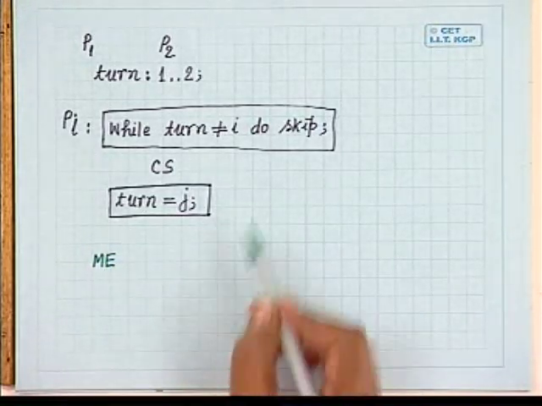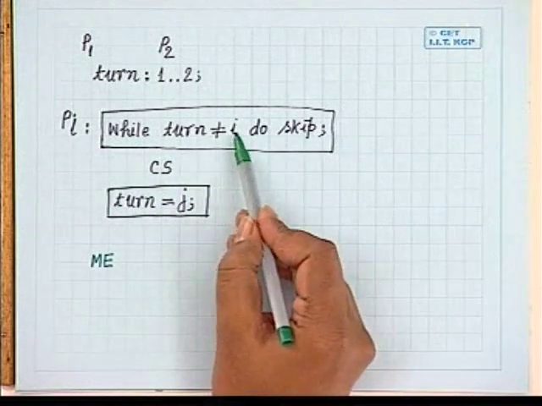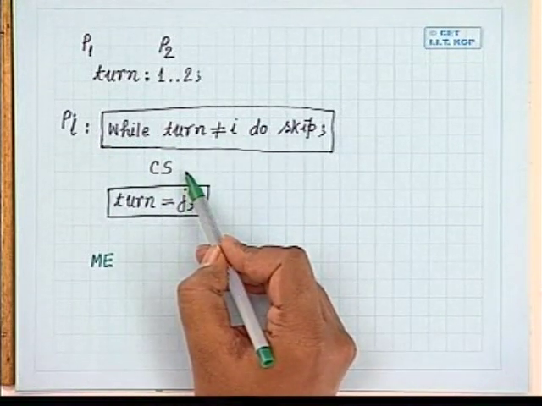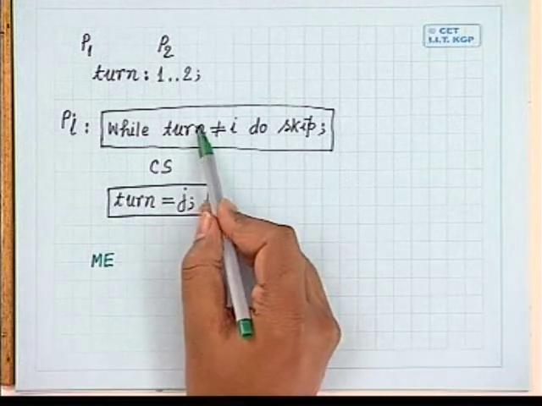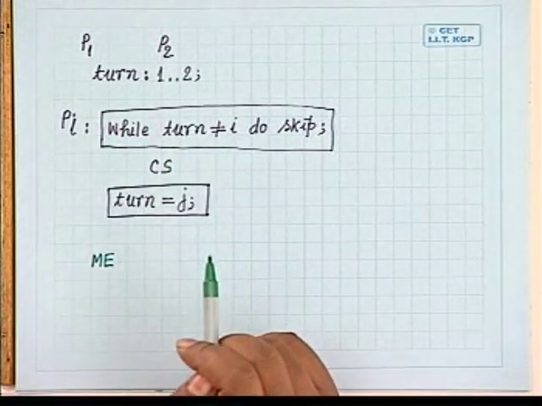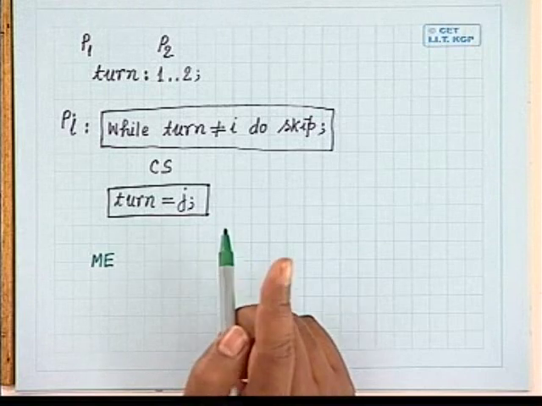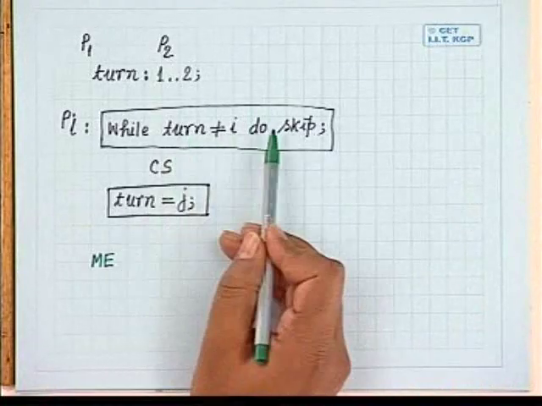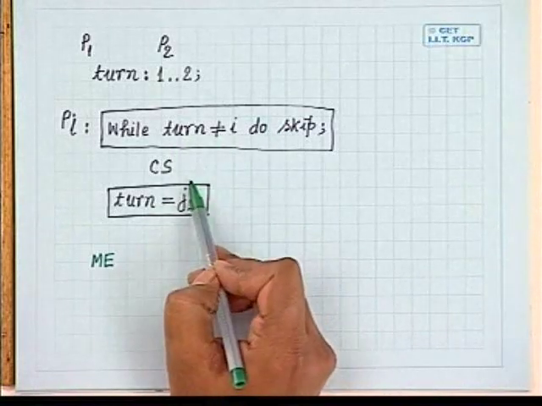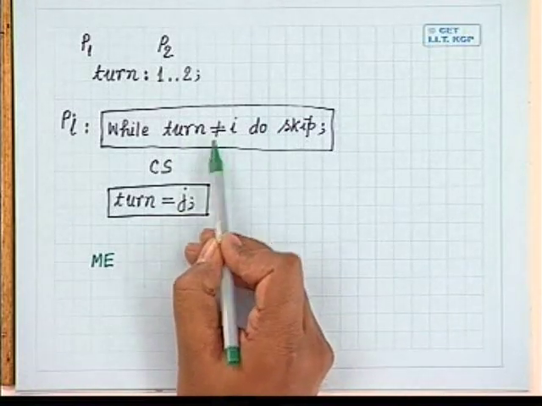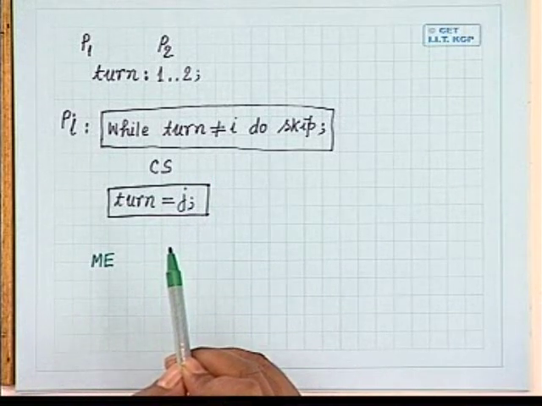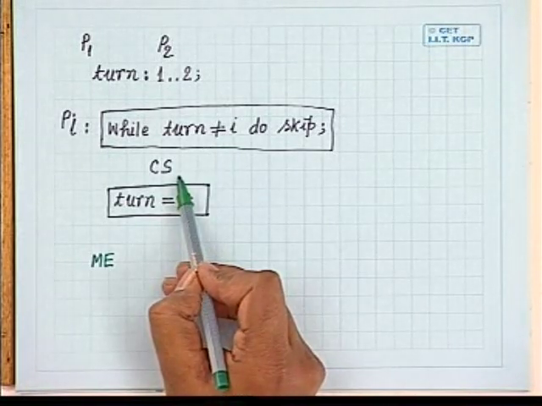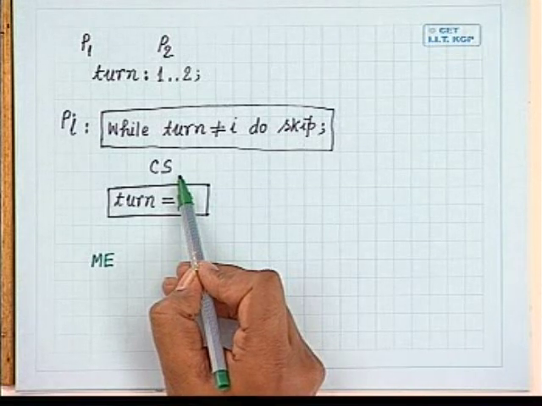Isn't it? Because this while loop guarantees that two processes will not enter the critical section simultaneously. Simply because though turn is a shared variable, it's a single variable, and it can only assume one value at a time. Turn cannot assume more than one value at a time. So because turn will have only one value, either 1 or 2, one of the processes, either process P1 or process P2, will enter the critical section. Two processes cannot enter the critical section simultaneously, right?